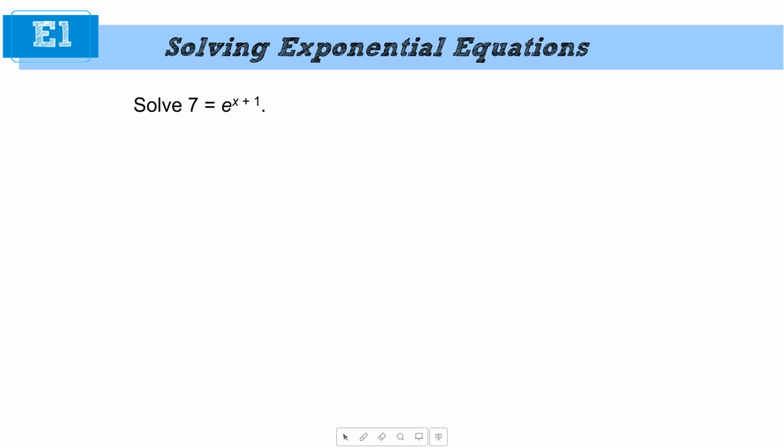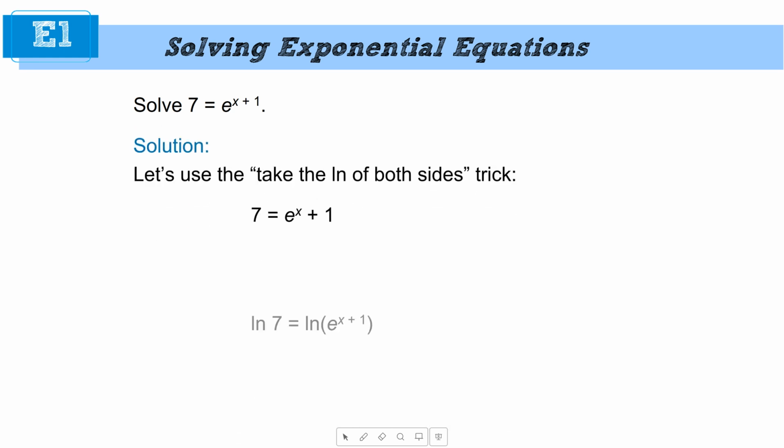Take the natural log of both sides. Beautiful. Take the natural log of both sides. There's actually two tricks you're going to use. One trick is what we're going to do here, which is take the natural log of both sides. The other one is the e to the trick, so you make each side the exponent on e. We'll get to that later. Okay, so you take the natural log of both sides.